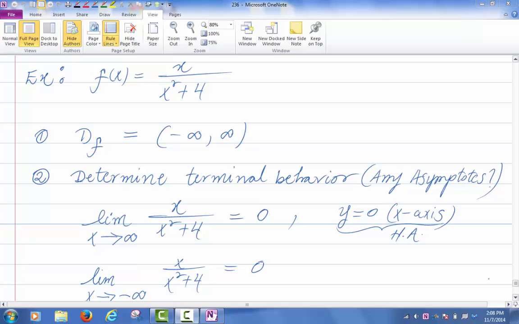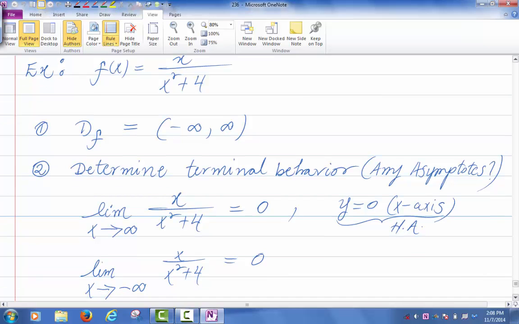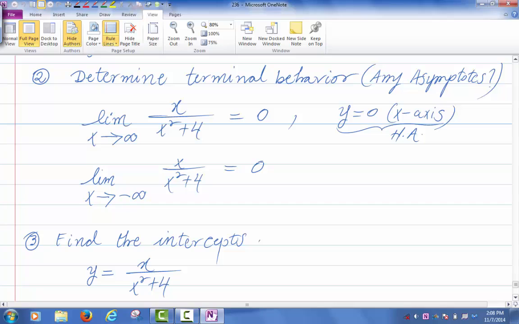For this function, we came up with the domain. We came up with the terminal behavior, and we found out that there are no vertical asymptotes, but there is a horizontal asymptote, which is the x-axis.